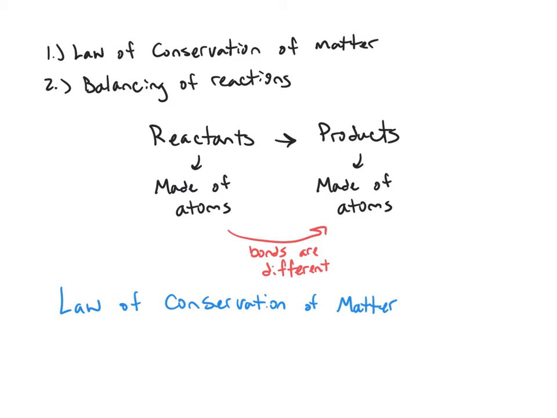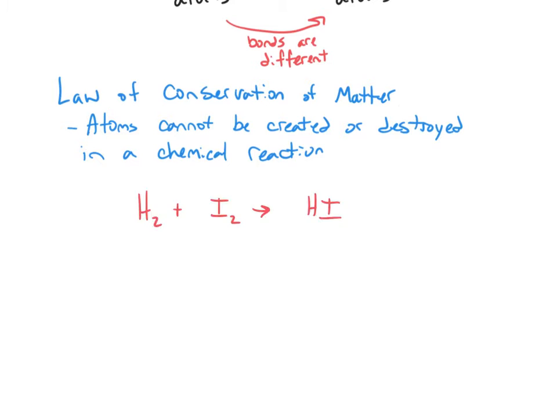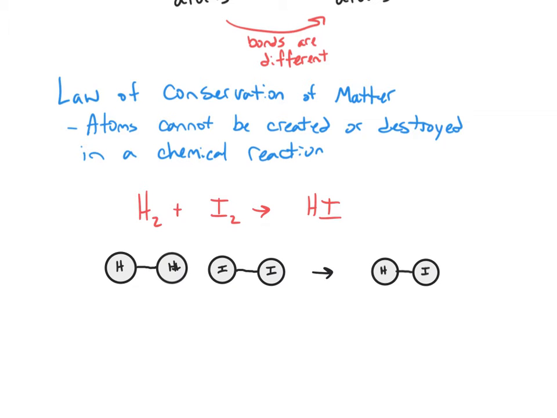And so the law of conservation of matter says that matter, or atoms, can't be created or destroyed in a chemical reaction. If that's the case, when we write our chemical reactions to look like this, for example, H2 plus I2 gives me HI. If I draw out the picture of the reactants and the products, you can see that on the left here I have two hydrogen atoms bonded together and two iodine atoms bonded together. But on the product side, I only have one hydrogen bonded to one iodine.